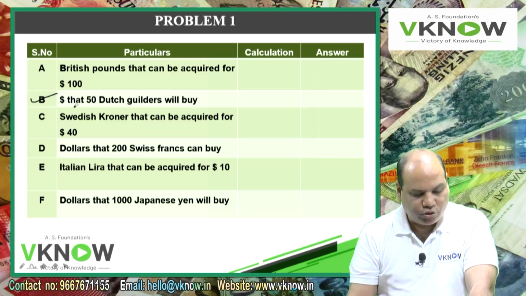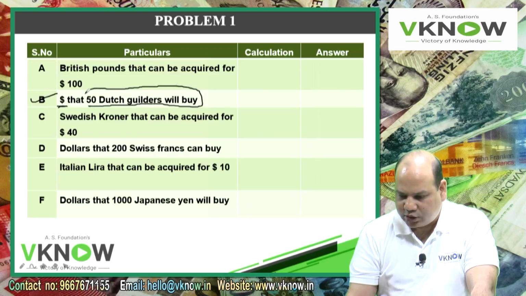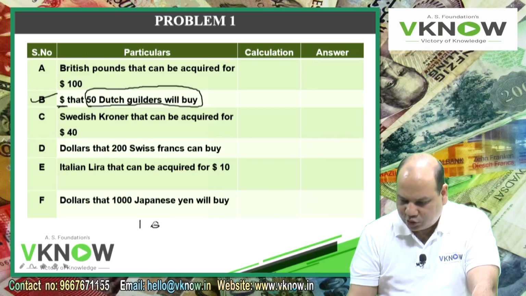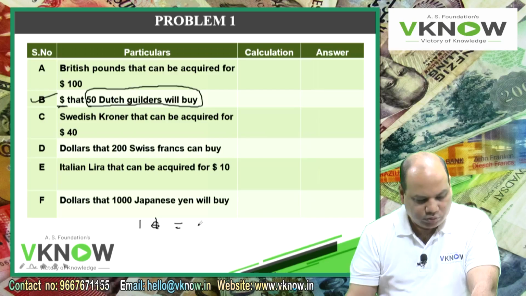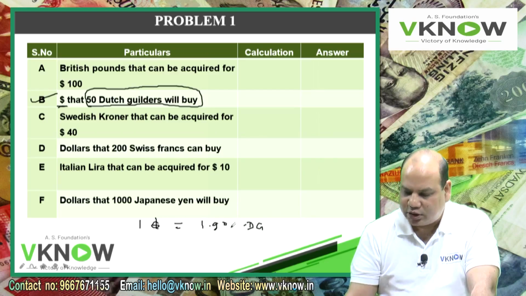Dollar. The question you read like this: Calculate the number of dollars that 50 Dutch guilders will buy. So once again, what is the equation? 1 US dollar is equal to 1.90 Netherland guilder or Dutch guilder. It is the same. Netherland guilder is called Dutch guilder, no problem.